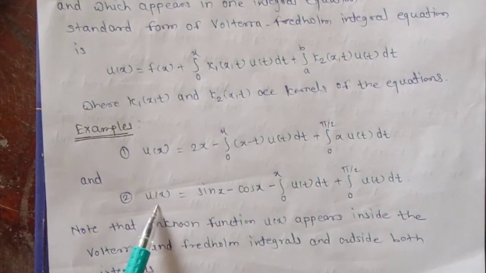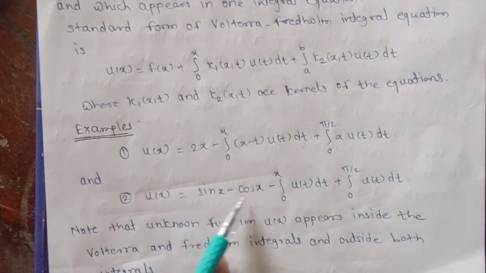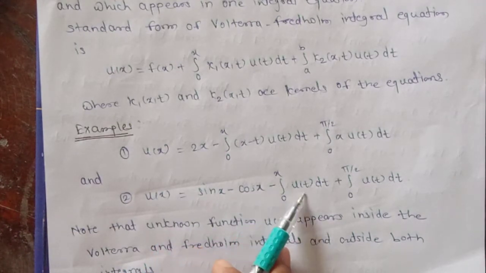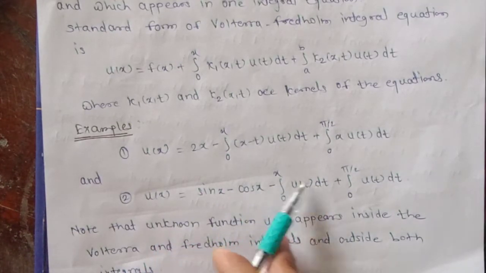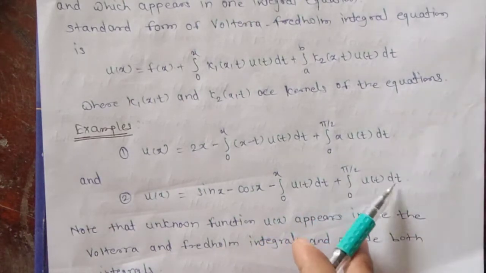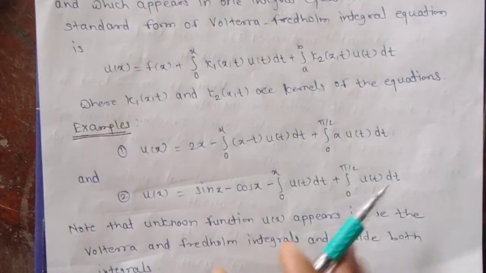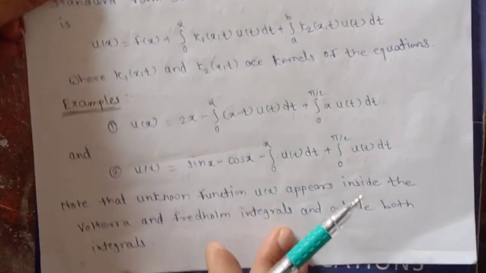Similarly, the second is u of x is equal to sin x minus cos x. This is your f of x, minus integral 0 to x of u of t dt. This is your Volterra form, plus integral 0 to pi by 2 of u of t dt. This is your Fredholm form. Okay, so these two are Volterra-Fredholm integral equations.